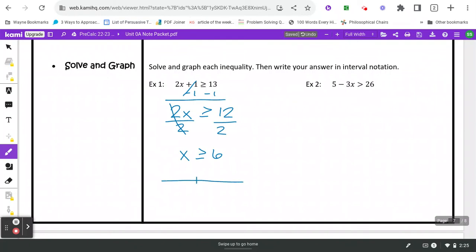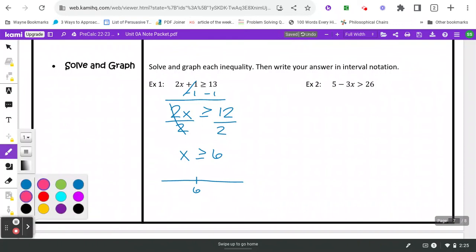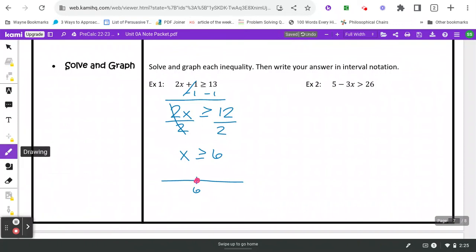So to graph it, put a 6 here. And then you want a closed circle, and that's going to be pointing to the right. X is larger than or equal to 6. Interval notation, we will go from 6 to infinity. Bracket for the closed dot, and then a parenthesis on the infinity. Infinity always gets a parenthesis. Infinity never gets a bracket.